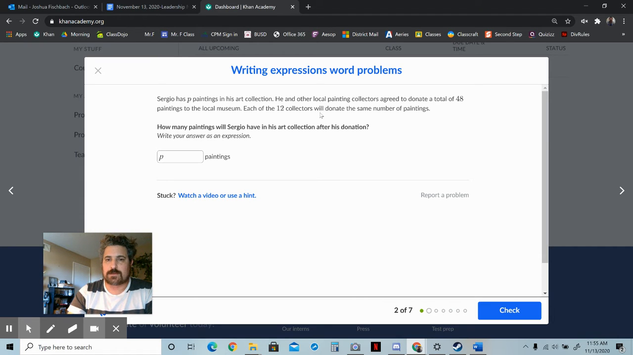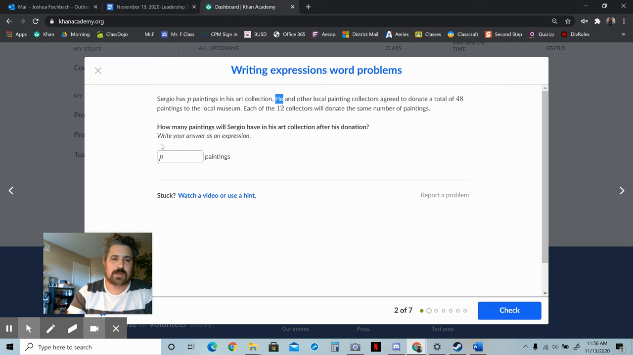Each of the 12 collectors will donate the same number of paintings. Okay, fair enough. Do we know how many paintings they're each donating? No, it doesn't say that. It just says each of the 12 collectors will donate the same number of paintings. And it does say that Sergio has P paintings in his art collection. So it's both him and the other local painting collectors who agreed to donate a total of 48. Okay. How many paintings will Sergio have in his art collection after his donation?